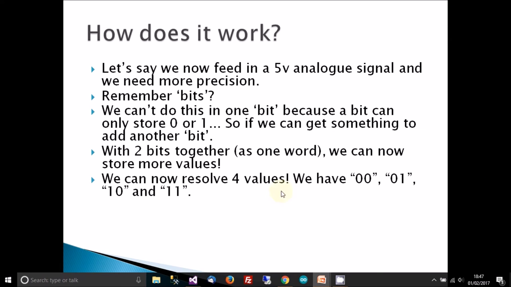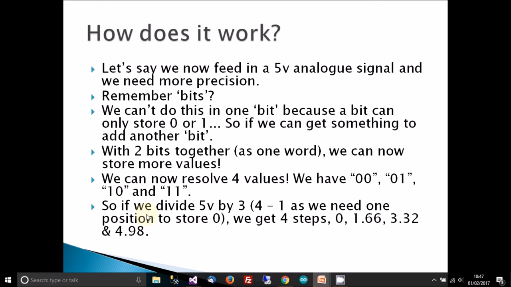So we can resolve 4 values from having 2 bits. So we've got character 1, which could be 0 or 1, and character 2, which could be 0 or 1. So this gives us the potential to have 4 values. So we've got 0 0, 0 1, 1 0, and 1 1. Quite straightforward up to now. Now, instead of giving the microprocessor 0 to 5 volts and getting an answer back being high or low, well, now we've got 4 values and we're giving it 2 bits, we can get a bit more resolution because we've got potential for 4 values.